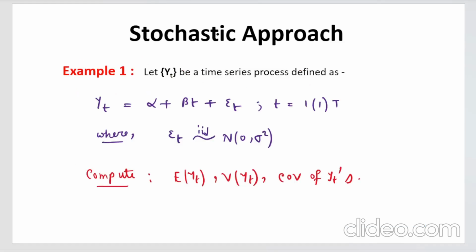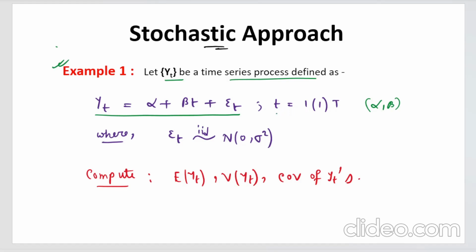Okay. Now let us solve some questions on this, right? So let us see the first question. The first question says Yt is a time series process defined as this. If you look carefully, Yt is a function of epsilon t most clearly. Here alpha and beta are two parameters of this process.